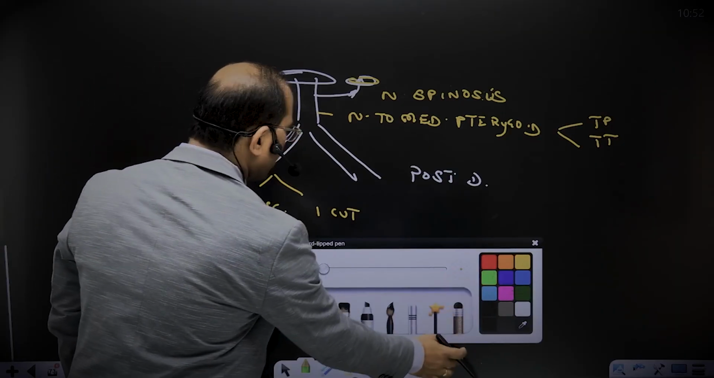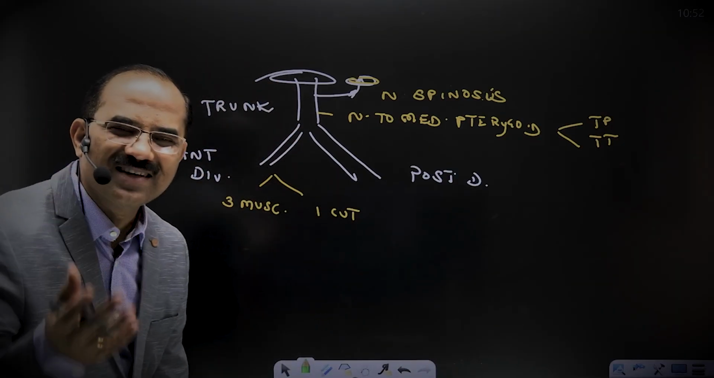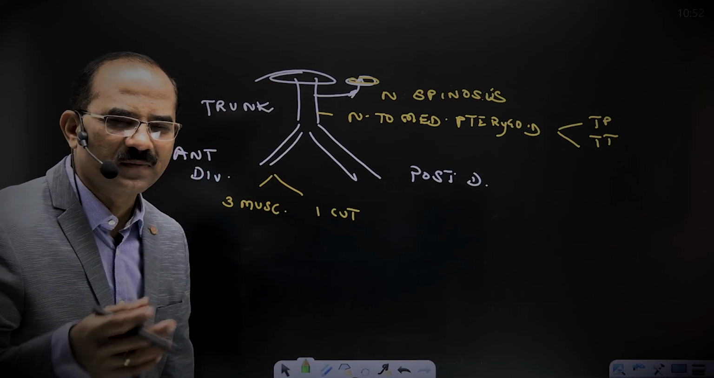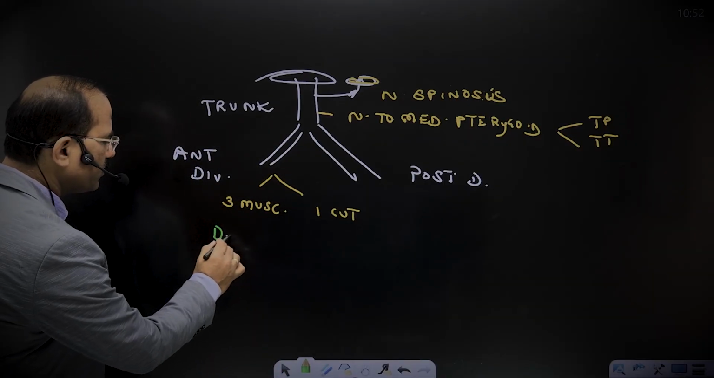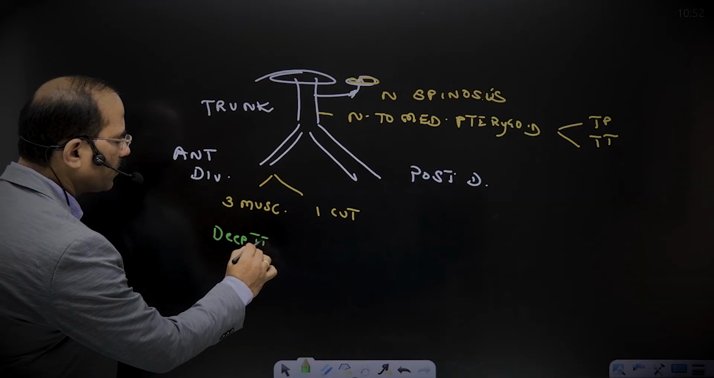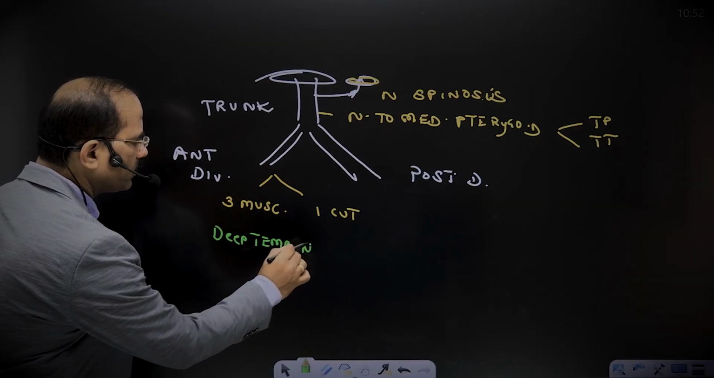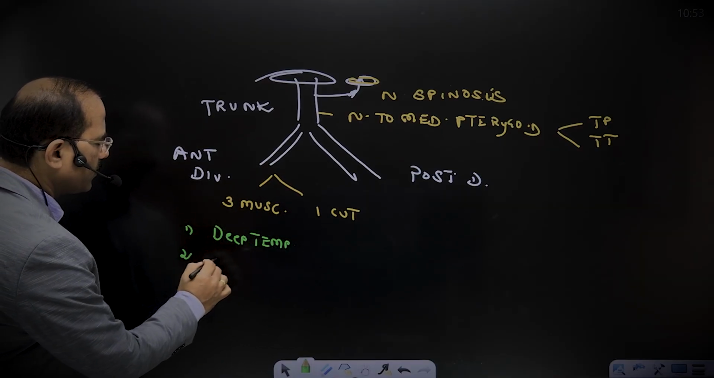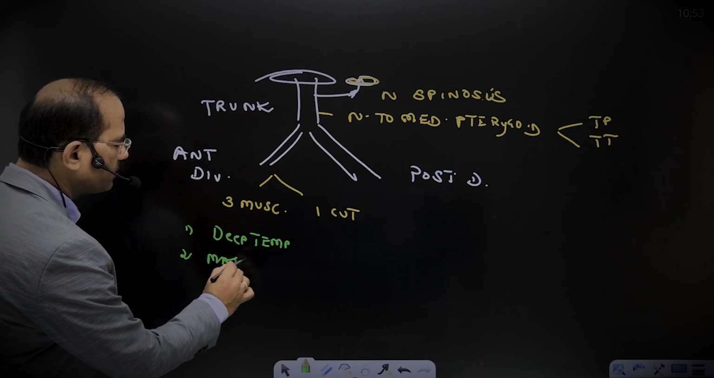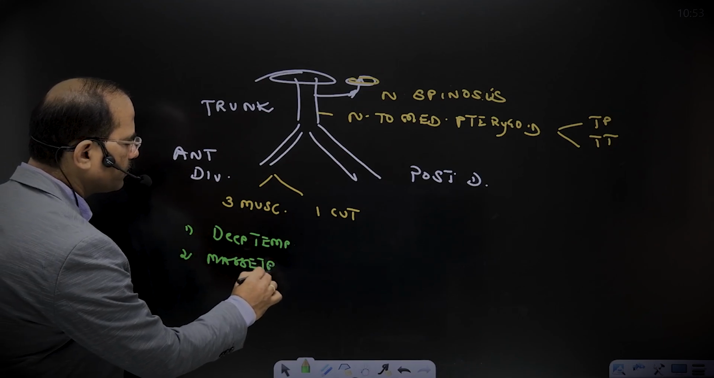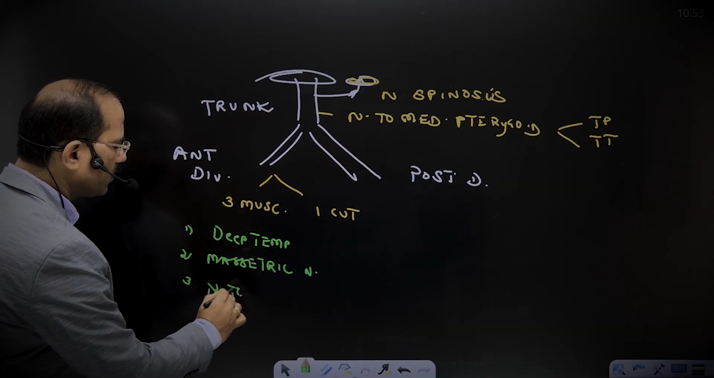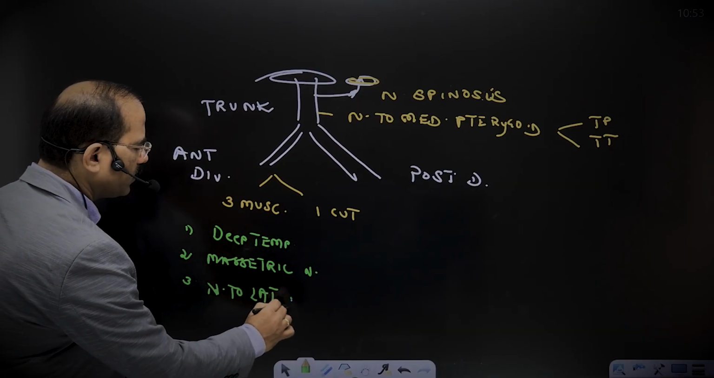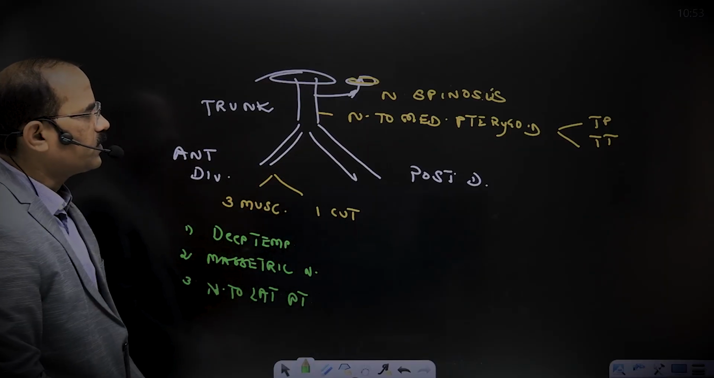Now, the muscular branches would supply the muscles of mastication. Which are the muscles of mastication? Temporalis. So, what is the nerve? The nerve is the deep temporal nerve. Second, masseteric nerve. And third is the nerve to lateral pterygoid.